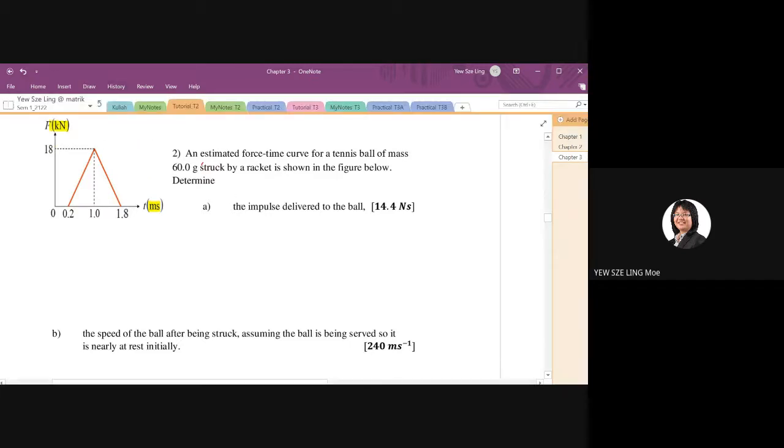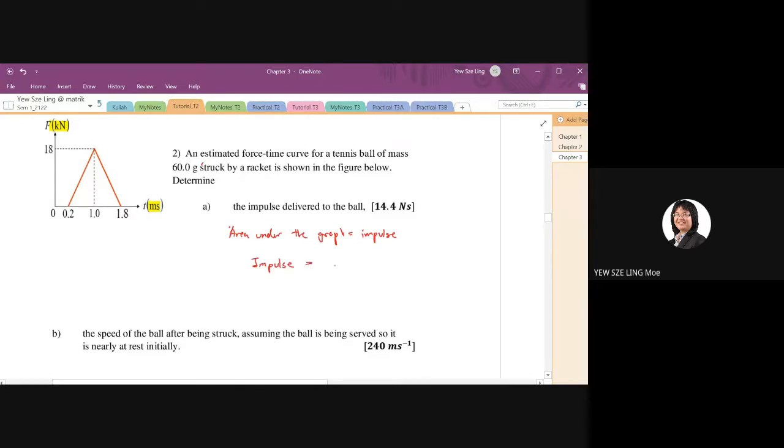Again, question 1, the impulse delivered to the ball. An estimated force-time curve for a tennis ball of mass 60 grams struck by a racket is shown in the figure below. So calculate the impulse. Impulse is area under the graph. So area under the graph is equal to impulse. Now you have a triangle.